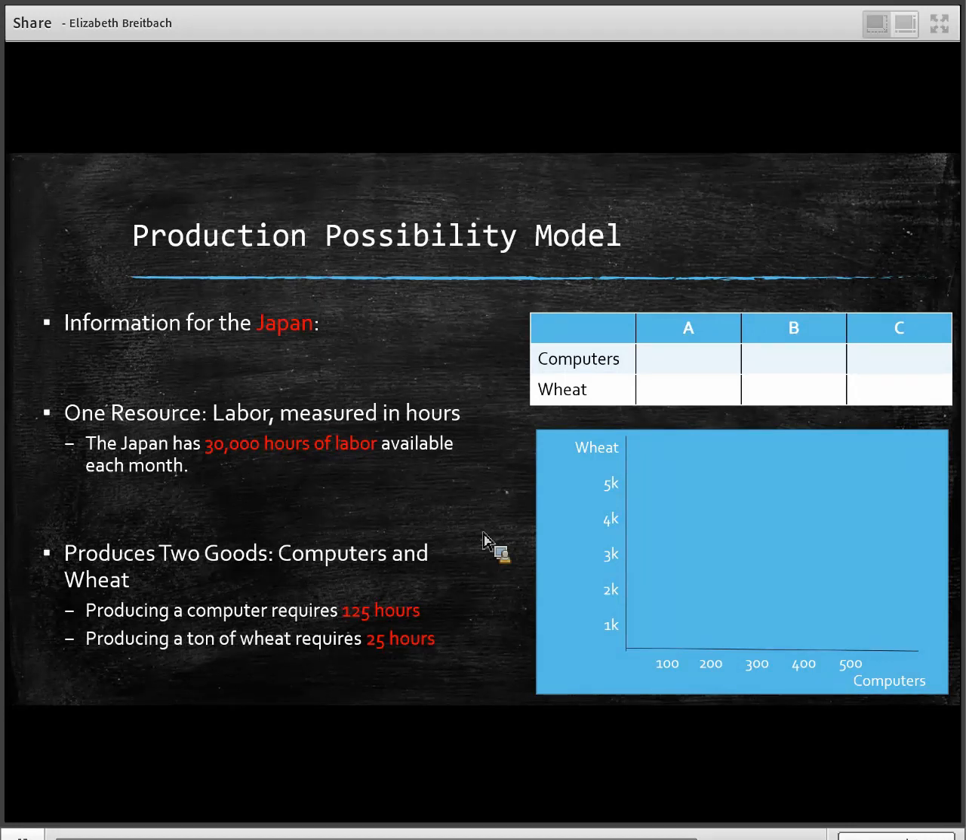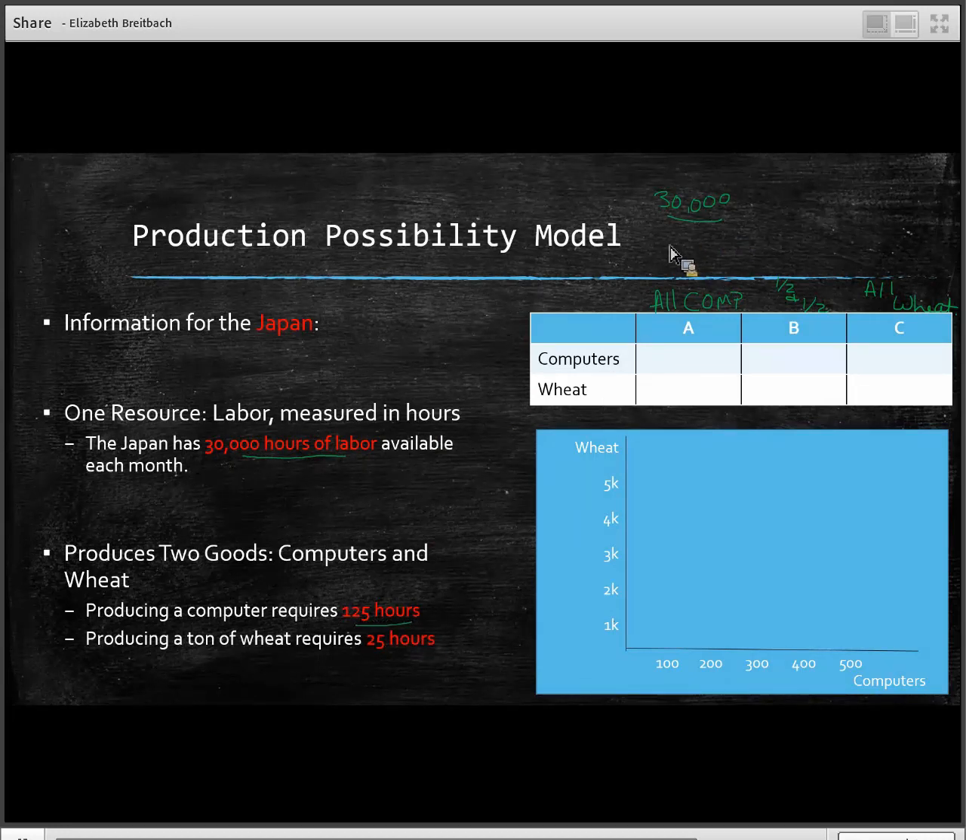All right, so hopefully you've paused and you've gone through and worked this problem out. And so let's just use again our A, B, and C. I'm going to use A as let's produce all computers, and then B half and half, and then C all wheat. All right, so if we spend all of our time producing computers, we're taking all 30,000 hours. So Japan has fewer hours available to them. They only have 30,000 hours, and it takes them 125 hours to produce a computer.